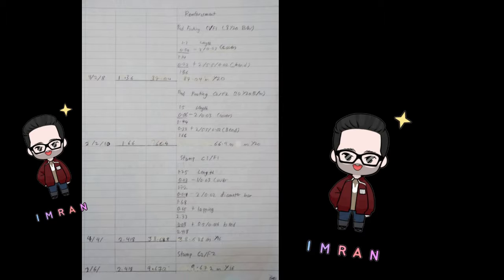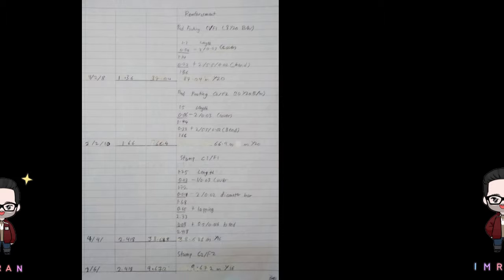Since the stump for C1 F1 has 4 structure and 4 number of reinforcement, 4/4, we next times the length of reinforcement with 4 for the structure and times 4 for the number of the bar. For the stump C2 F2, which has 2 structure and 6 number of bar, we need to times with 2 and 6 in order to get the reinforcement for stump C2 F2.